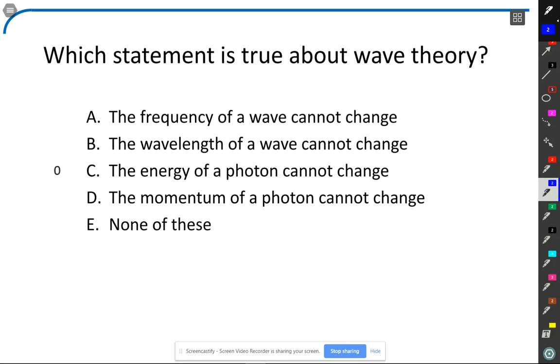Comparing wave theory and particle theory. So this is asking about wave theory. I'm going to have the same question with the same answer options, I think, for particle theory. Which statement is true about wave theory? So one of these is true about waves.